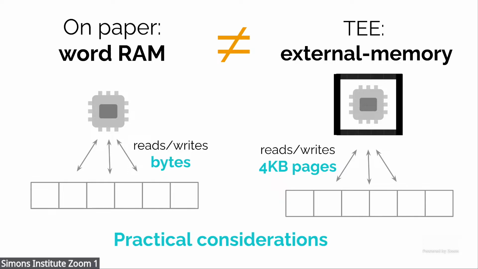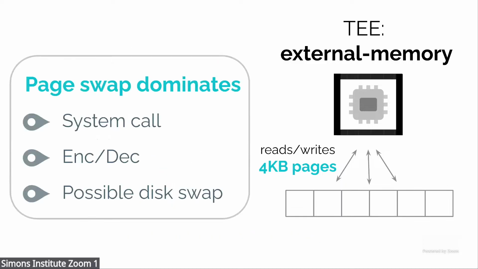And the page swap is typically on a 4 KB basis. And this page swap is pretty expensive. One thing to note is that even if you only want to fetch 1 byte from, let's say, outside the enclave, you have to fetch 4 KB. It doesn't make sense for you to fetch just 1 byte because of the overhead. And this page swap is expensive because you need to make system calls, you need to encrypt and decrypt, and possibly if the data is residing on disk, you also have to make a disk swap.